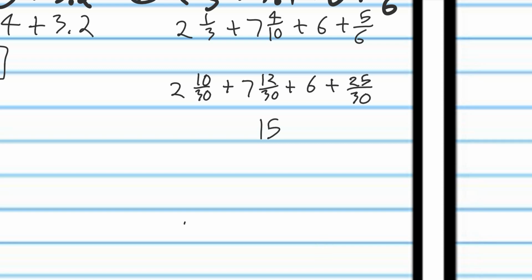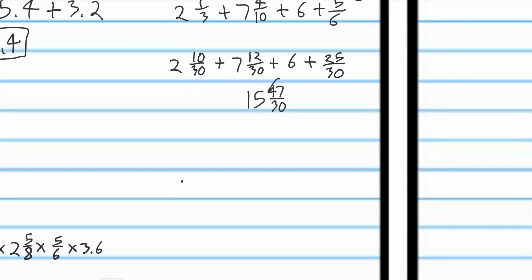And now we add the fractions. I'm going to do that in my head. That's 47/30ths. And now we have a problem. This is an improper fraction. So we're going to have to break this up using the definition of mixed numbers. We're going to have to convert the 47/30 to a mixed number because it's an improper fraction.